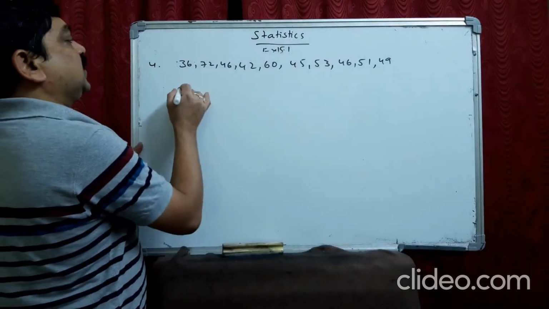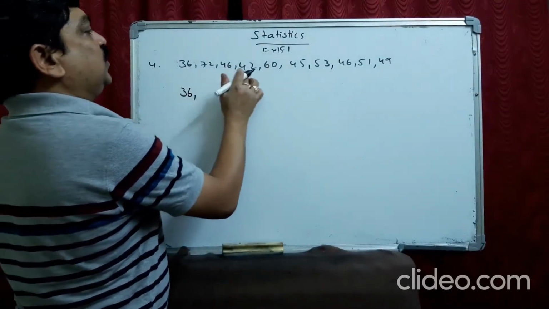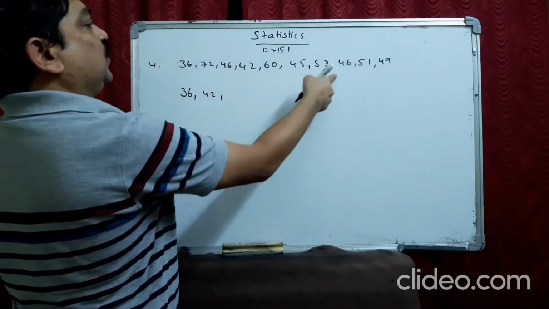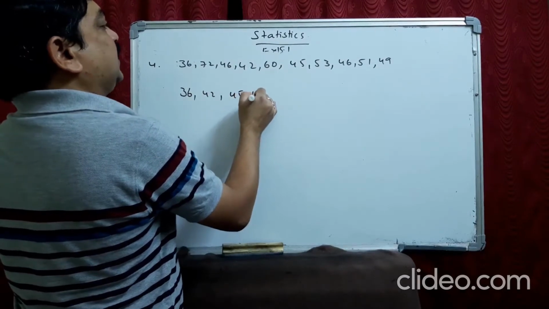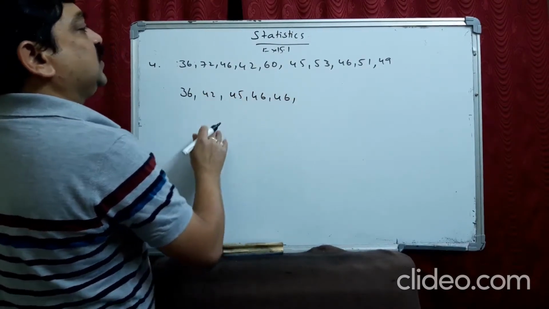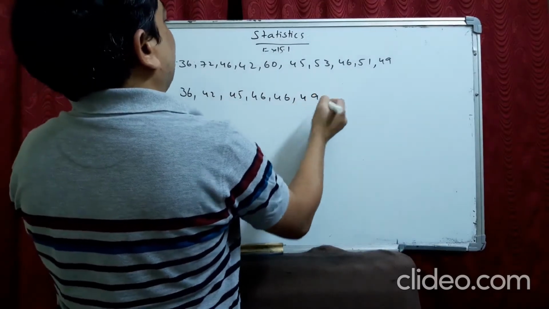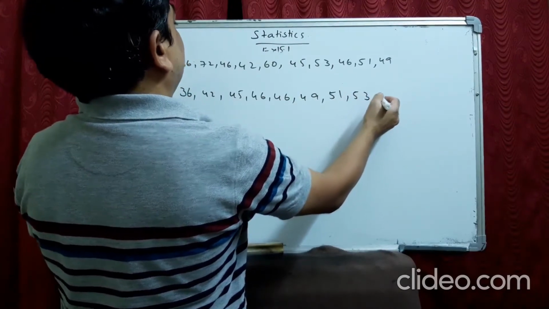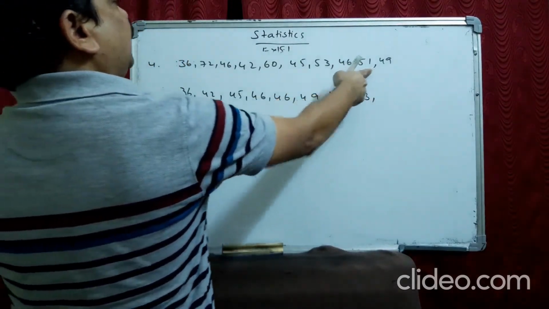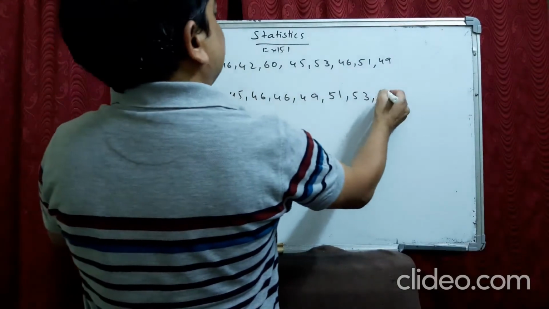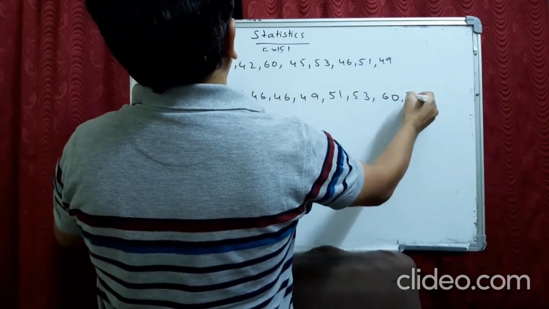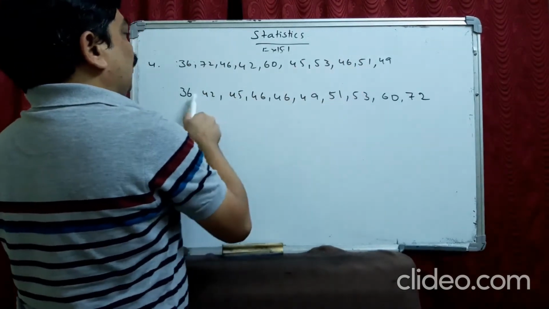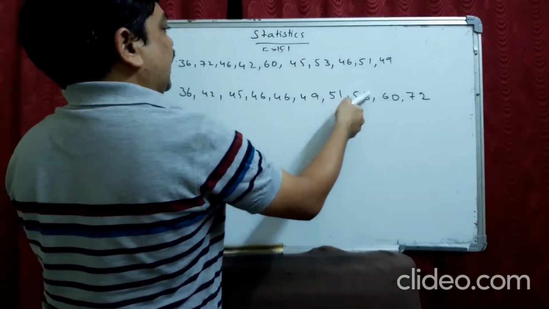36. After 36, it is 42, then 42, 42, 42, 45. And 46 occurring twice, 46, 46. Next, it is 49. After 49, it is 51. After 51, it is 53, 53, 53. After 53, it is 60, and then 72. How many are there? 1, 2, 3, 4, 5, 6, 7, 8, 9, 10.